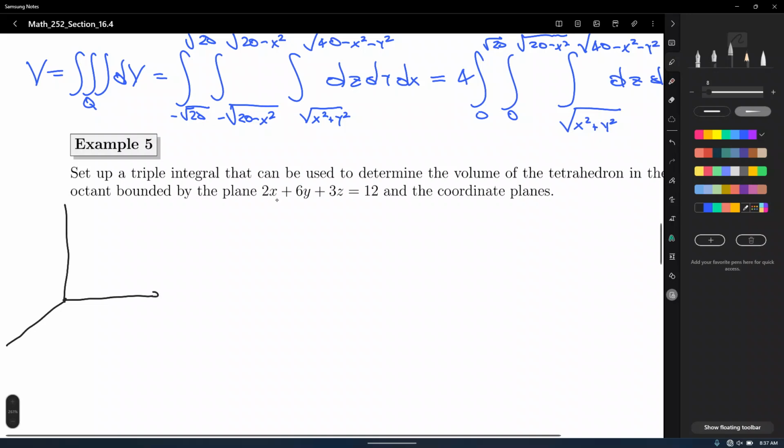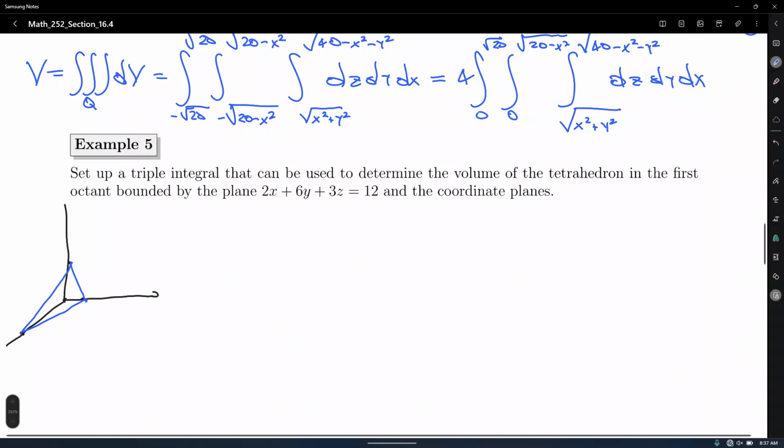So we have x-intercept 12 over 2, that's 6. And then the y-intercept, that's 12 over 6, that's 2. And the z-intercept, that's 12 over 3, which is 4. All right, let me plot the surface. So that is the portion of the plane in the first octant. How do we know that it's only the portion in the first octant? Because they're telling us the coordinate planes: x equals 0, y equals 0, and z equals 0. The wall x equals 0, the wall y equals 0, and the floor z equals 0.